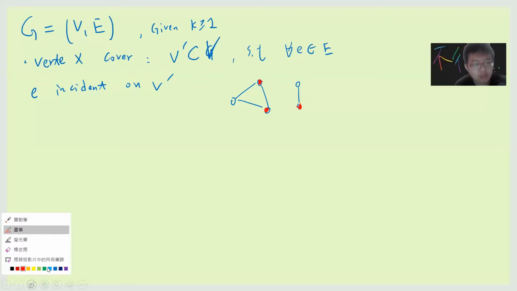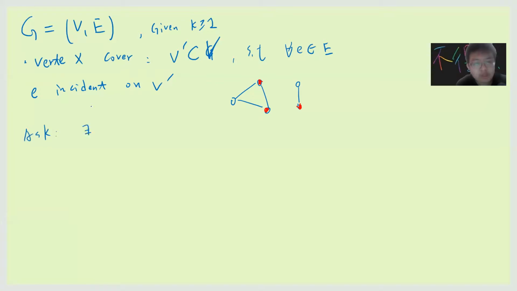So the definition is a vertex cover, and given a k, the question is a decision question: is there a V prime which is a vertex cover such that the size of V prime is less or equal to k? Obviously if you choose all the vertices, it's a vertex cover. So the difficult problem is that if you make k smaller, then it becomes difficult.